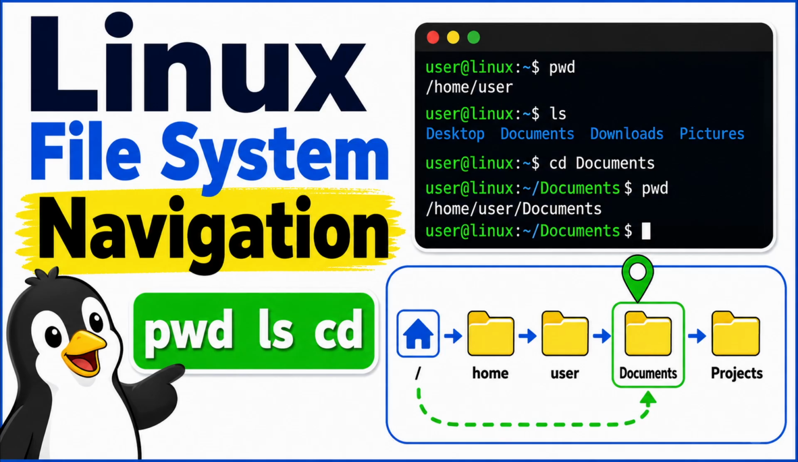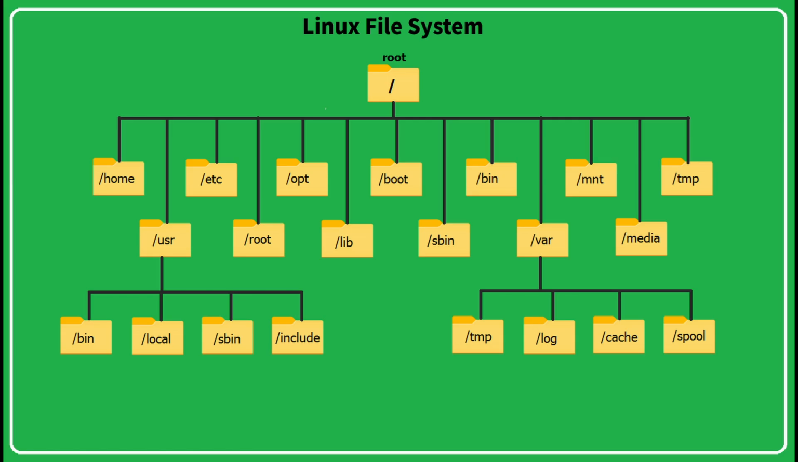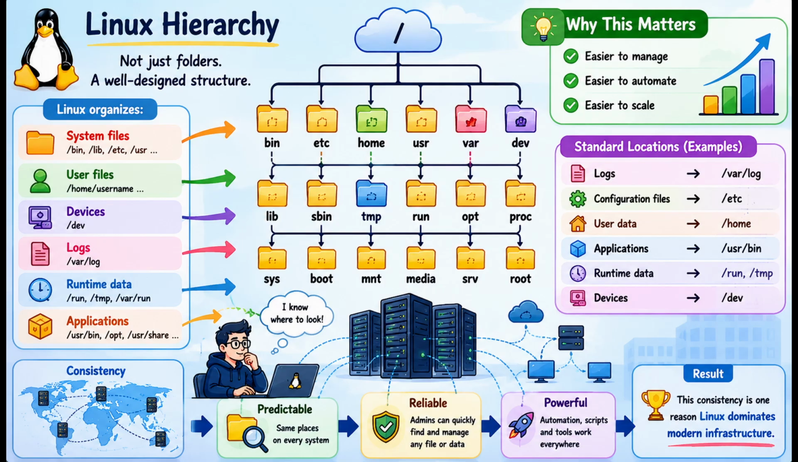In the previous video, we explored the Linux file system hierarchy. We learned that Linux organizes files and directories as a single tree. At the top of that tree is the root directory. The root directory is represented by a /. Below it, we find important directories such as home, etc., var, usr, tmp, and many others.